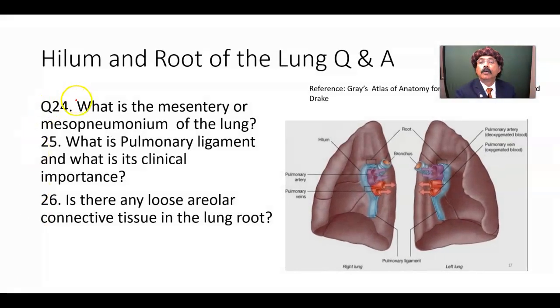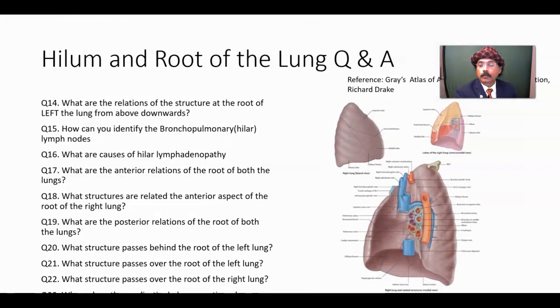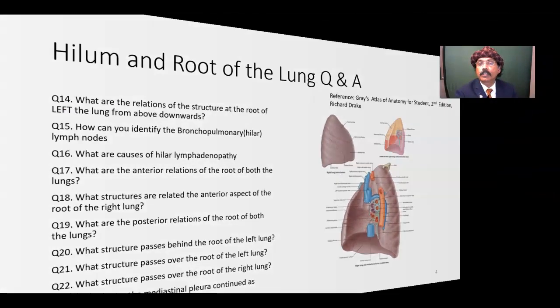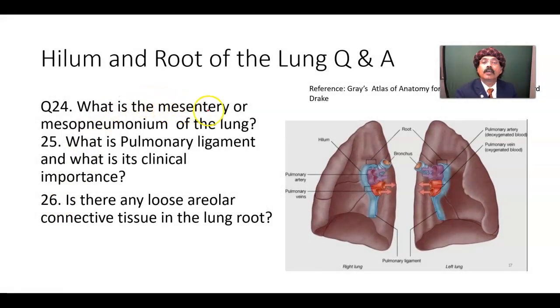Okay, now we'll go here. We covered everything here. Let me try here. So what is the mesentery or mesopneumonium of the lung? This is the mediastinal pleura. It makes a sleeve over the root of the lung. This is the mesentery or mesopneumonium of the lung.